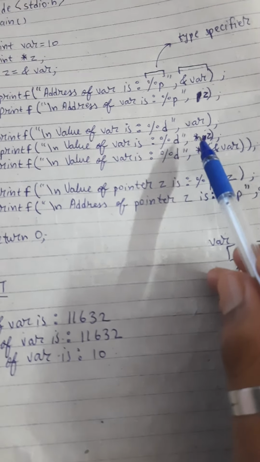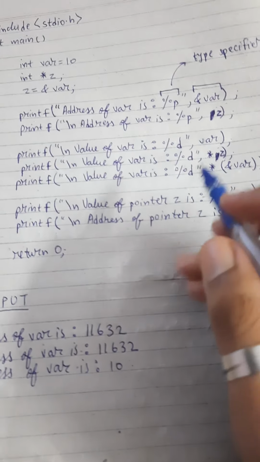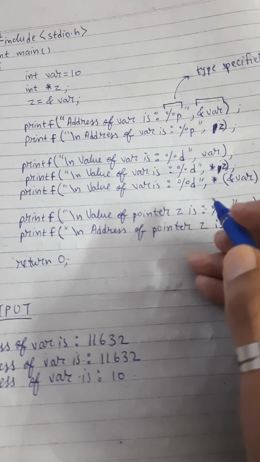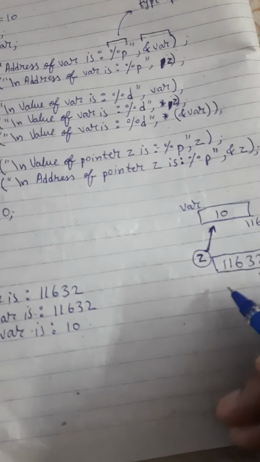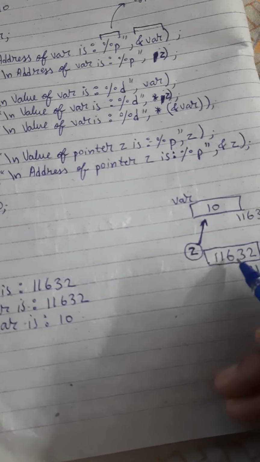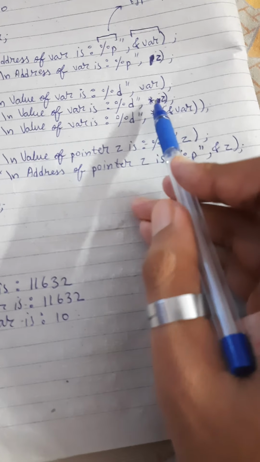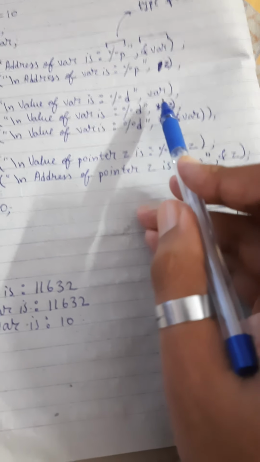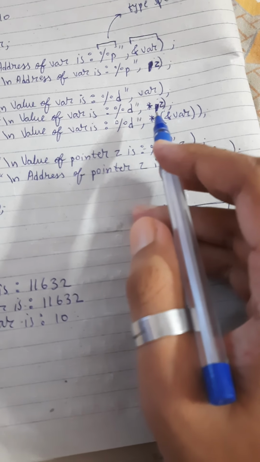So what does this mean? Star of z. As I have mentioned, star means the value at address of. So basically z, what is the value of z? The value of z is an address, 11632. See, the value of z is an address. So give me, what does the star mean? Give me the value, sorry, a slip of the tongue.